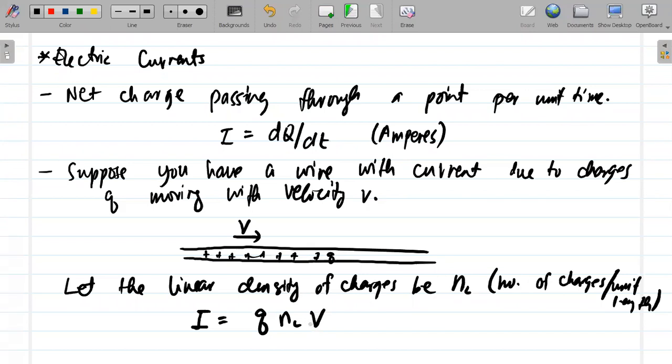Now, para ma-imagine nyo to, dimensional analysis tayo. This is coulomb, di ba, yung charge? Ang n sub L, 1 per meter. Tapos ang velocity mo, meter per second. So, bale, meron kang coulomb per second. So, siya yung current nyo kapag given ka ng ganyan.